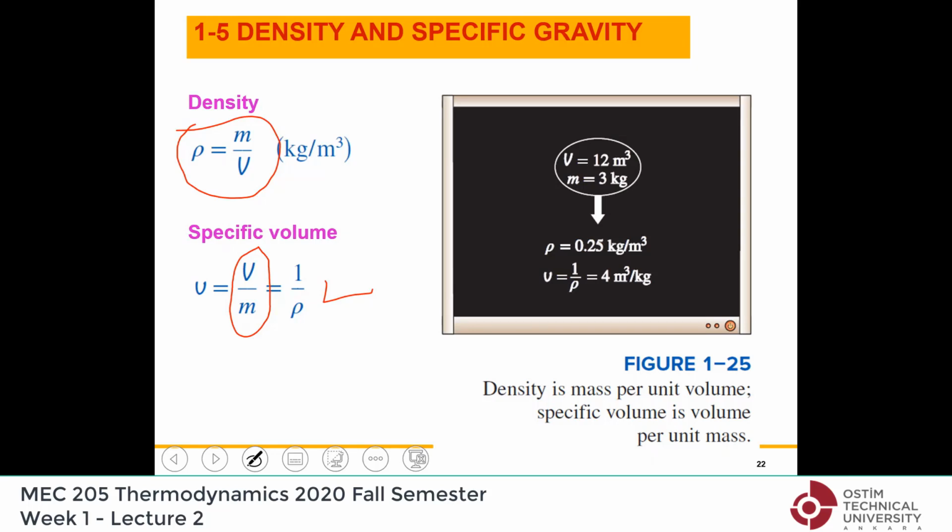Specific volume. Example, you have a tank, 12 cubic meters, and the mass is 3 kilograms. What is the density? Mass divided by volume. It is 0.25 kilogram per cubic meter. What is the specific volume? It is volume divided by mass, 12 divided by 3, which is 4. Or just take the inverse of density.